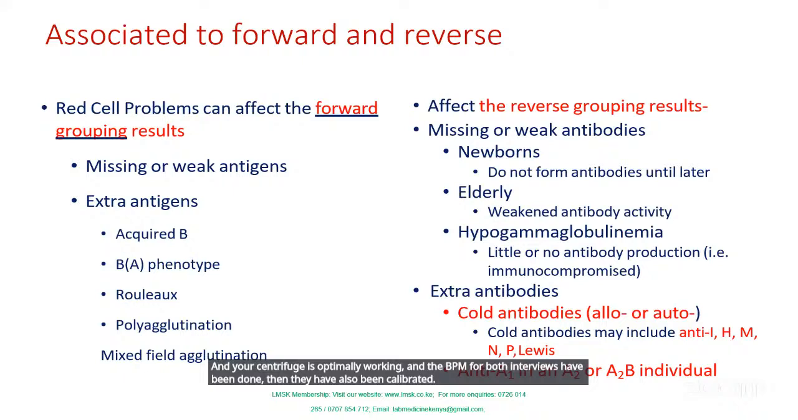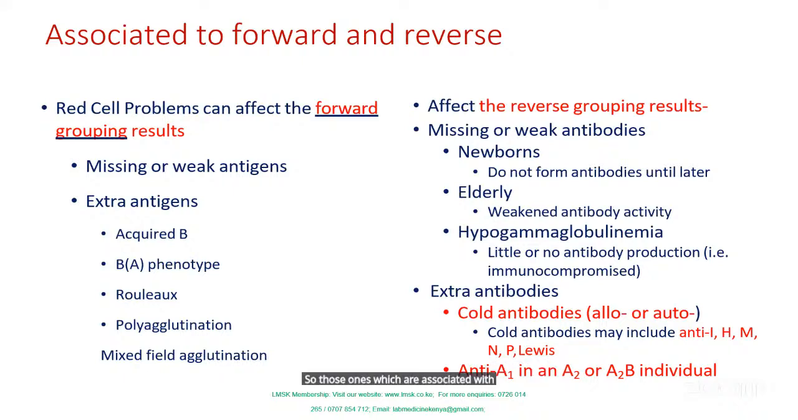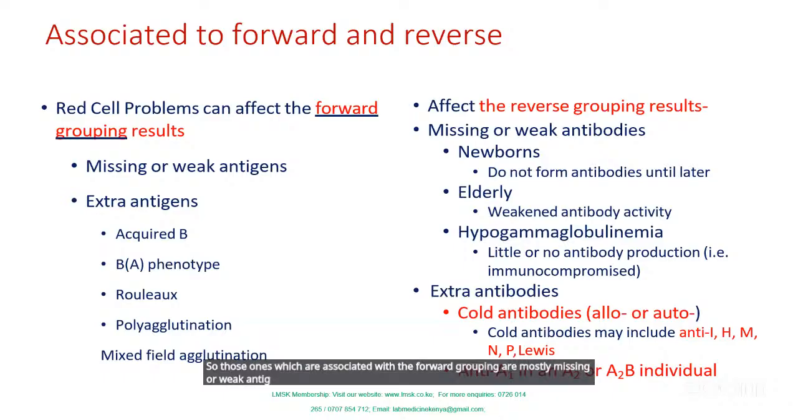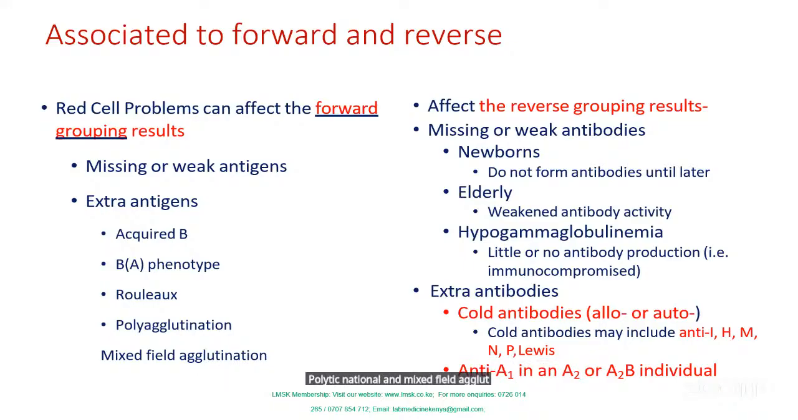Those associated with the forward grouping are mostly missing or weak antigens. It could be extra antigens such as acquired B, B(A) phenotype, rouleaux formation, polyagglutination, and mixed field agglutination. We are going to discuss this in detail while looking at the discrepancies and the various types of ABO discrepancies. And then the ones that affect the reverse grouping include missing or weak antibodies.